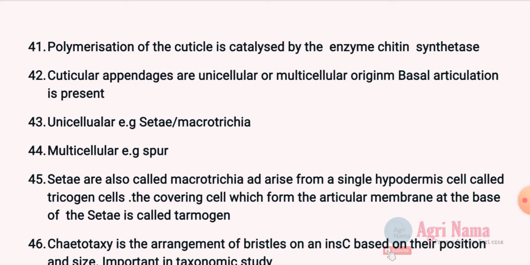spur. 45. Setae are also called microtrachia and arise from a single hypodermis cell called trichogen cell. जो ट्राइकोजन सेल है उससे आपका सीटे प्रोड्यूस होता है. The covering cell which forms the articular membrane at the base of the setae is called tormogen. So when you study epidermis, you will study about these two cells, the tormogen cells and trichogen cells.